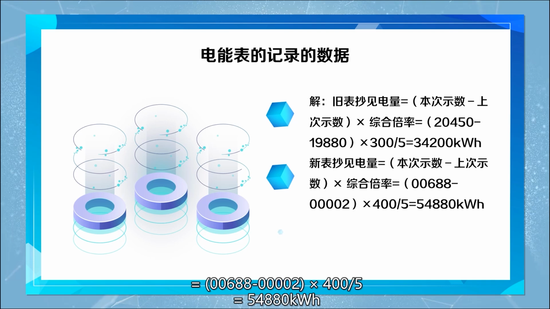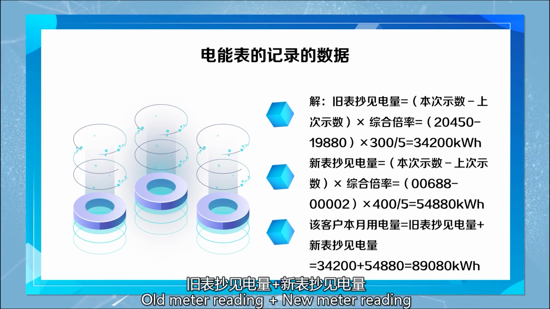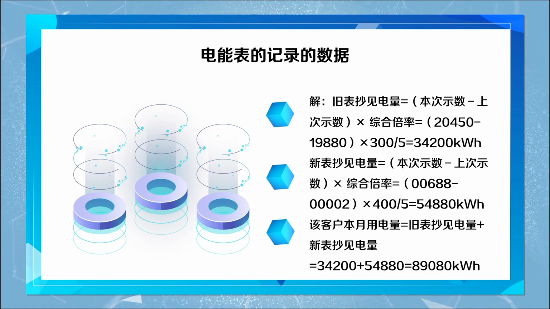54880 kilowatt hour. This month's electricity usage equals old meter reading plus new meter reading, equals 34200 plus 54880 equals 89080 kilowatt hour. Fixed ratio and fixed amount.